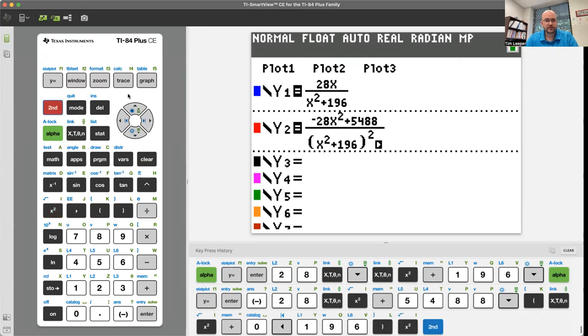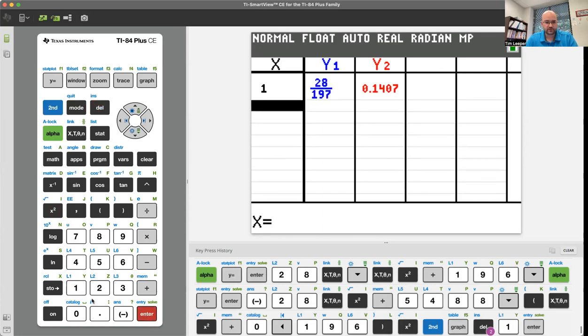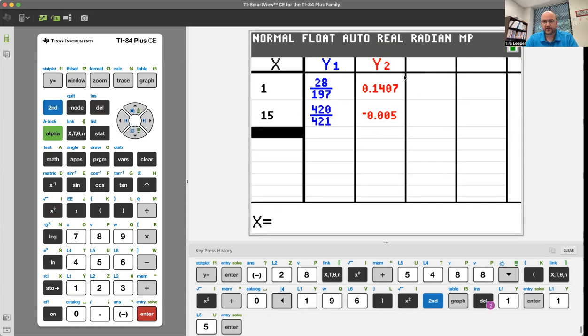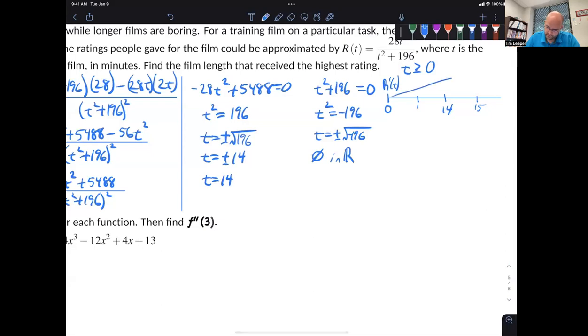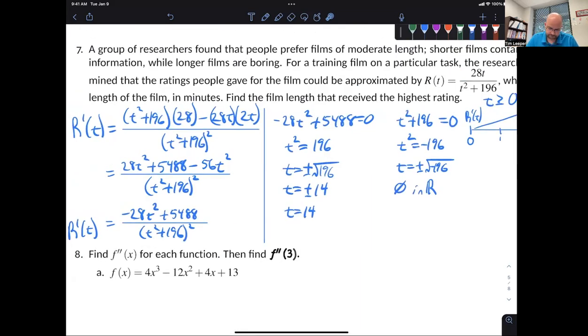Outstanding. Now, if we go to the table, the values that we're looking at are 1 and 15 to begin with here. And again, we're looking at the derivative. So at 1, it's positive, and at 15, it's negative. So we're going up until 14 and then down. It means that 14 is in fact a relative maximum and the only maximum here, so it'd be an absolute maximum.